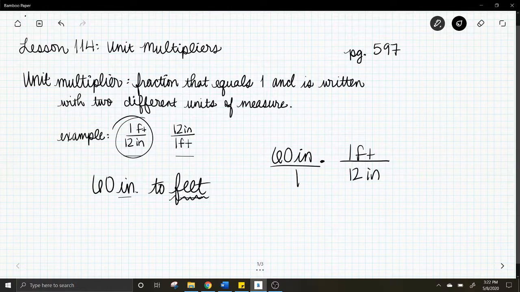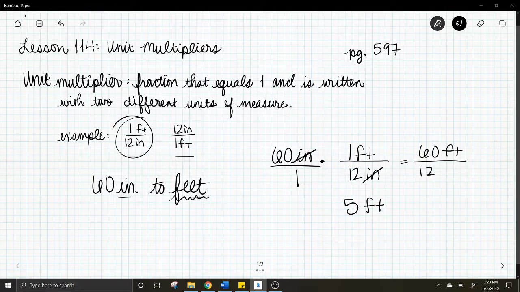And let me just tell you really quickly why we wanted to choose the correct unit multiplier. We do that because when we multiply, remember that you can cancel units. So inches over inches cancels out. So what we would be left with is 60 times 1, so that's 60 feet, over 1 times 12, 12, not inches because inches cancel out. So 60 feet over 12. So what is 60 divided by 12? It is 5. So the answer would be 5 feet.